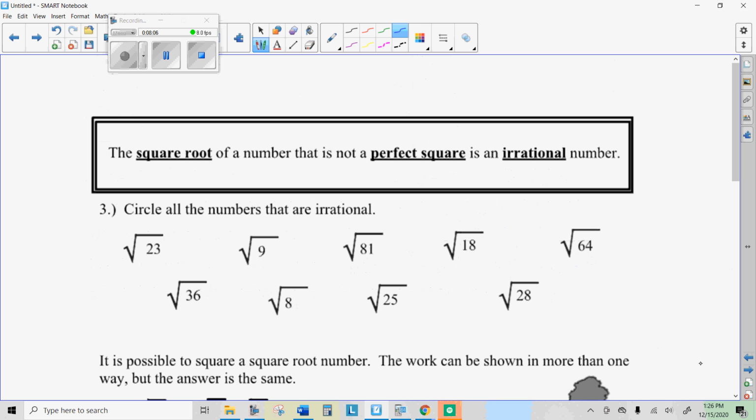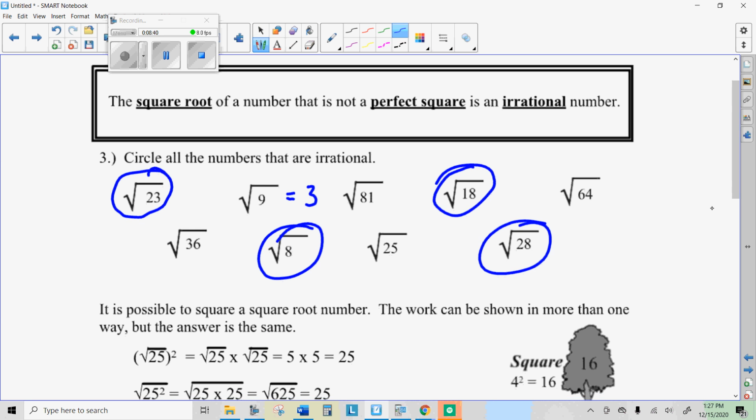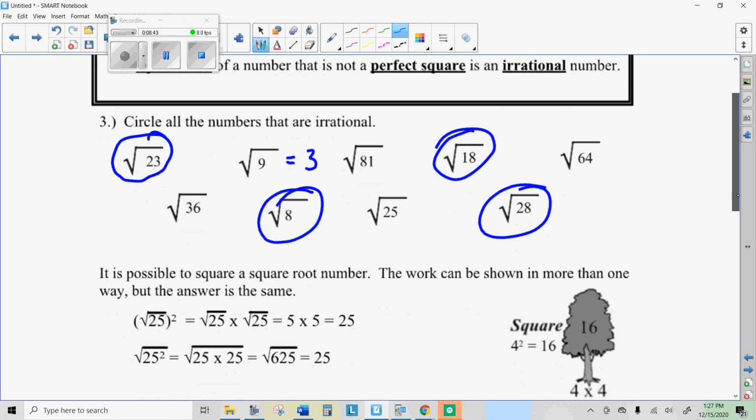All right, the square root of a number that is not a perfect square is an irrational number. So if it's not a perfect square, if it doesn't come out to be a whole number, it's going to be irrational. So go ahead, like 23, there's no number times itself that equals 23, so I'm going to circle that. I'm not going to circle the square root of 9 because I know the square root of 9 is exactly equal to 3 because 3 times 3 is 9. So that's how you're going to decide. Go ahead and circle them all. So those are the ones you should have circled. The other ones turn out to be whole numbers when you do the square root.